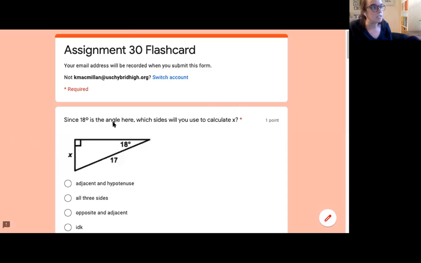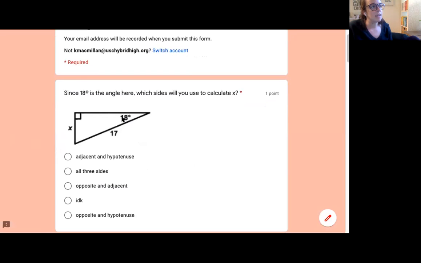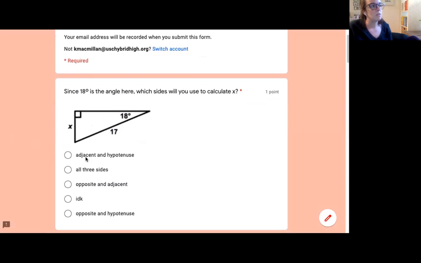So that we understand. It says, since 18 degrees is the angle here, which sides would you use to calculate x? Given this, if this is 18, then across from there, that would be my opposite. So I'm going to be looking for one of the answers that has opposite in it. I'd say I'm going to use either opposite and adjacent or opposite and hypotenuse. And the other side that they give me is 17. That is my hypotenuse. So I have my opposite here and my hypotenuse. So my answer should be opposite and hypotenuse. Okay.